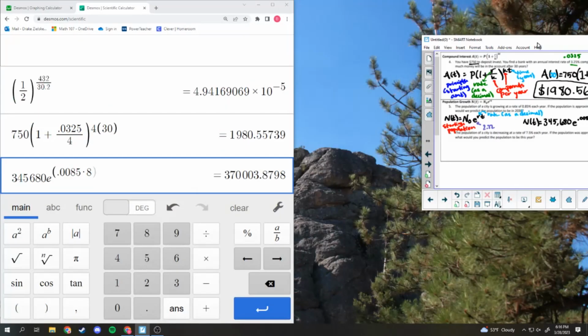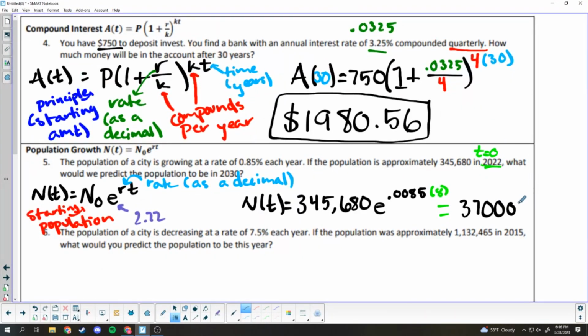So our value for when time is 8 years, when T is 8, our value is 370,003. And I'm just going to not include that 0.87. I'm just going to round down always, right? We won't include partial amounts of people because in my opinion, there's no such thing. All right.